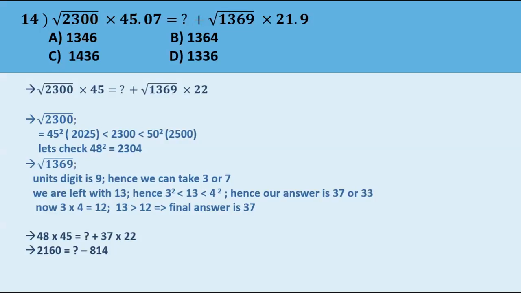There is a mistake in the video. The minus should have been plus. So in the next step, when the plus goes to the other side, that is when we move 814 to the LHS of the equation, it becomes minus. So our final answer would be 2160 minus 814, which is equal to 1346.